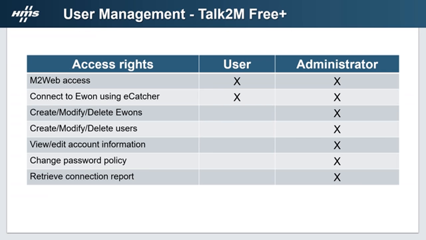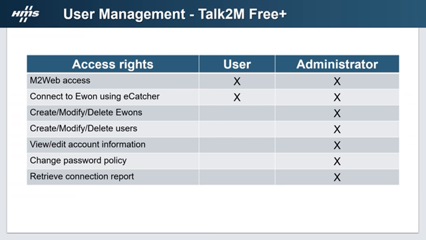Here you can create two kinds of users. This includes a user and an administrator. The user can access an E1 via M2App and build a VPN via eCatcher. Next to that, the user has no rights to add, modify or delete anything regarding an E1 or a user. Of course, the eCatcher administrator can do all of this in the account. Next to that, only the administrator can see relevant account information and reports.